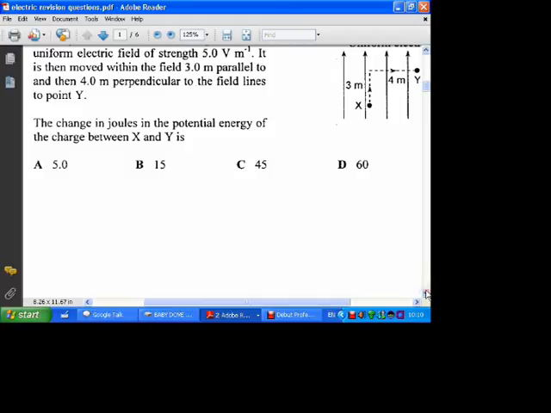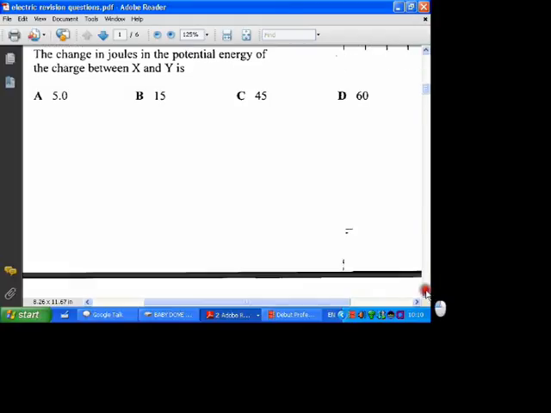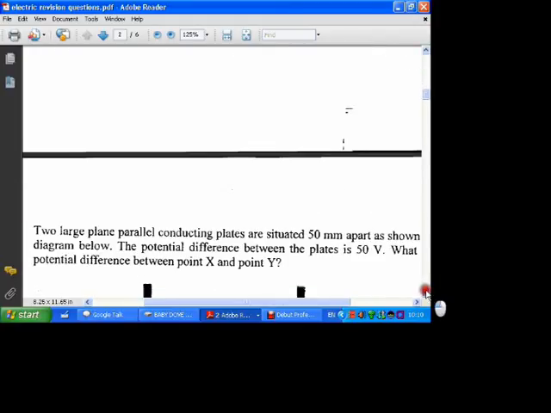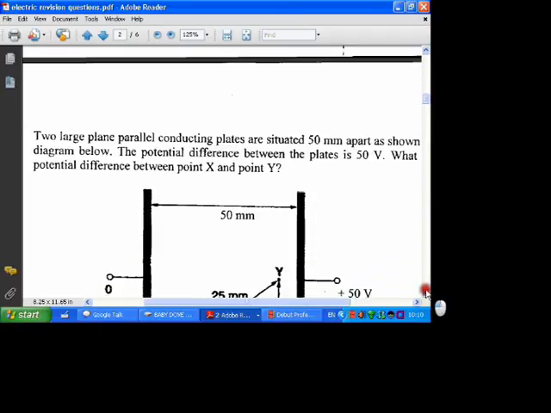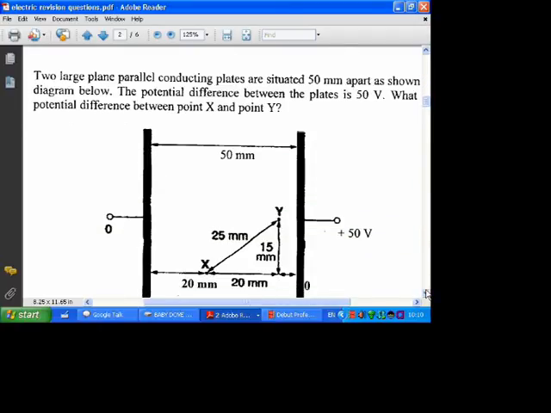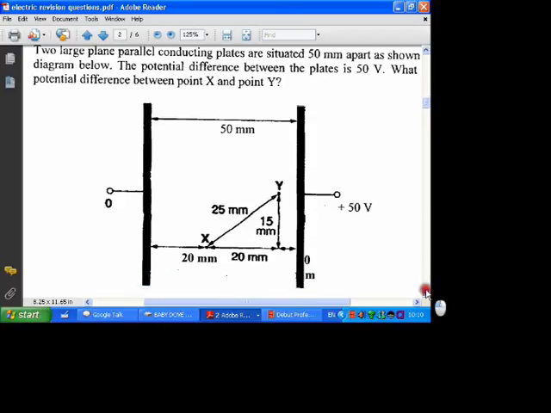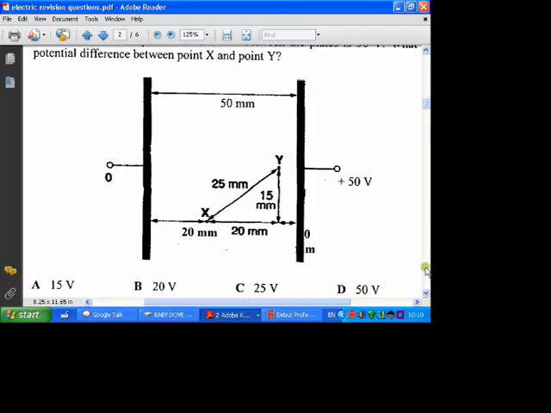If those of you don't have the printout, you can share, okay? Because this one I make it bigger so it's slightly truncated. This is another parallel plate question. What is the PD between point X and Y?